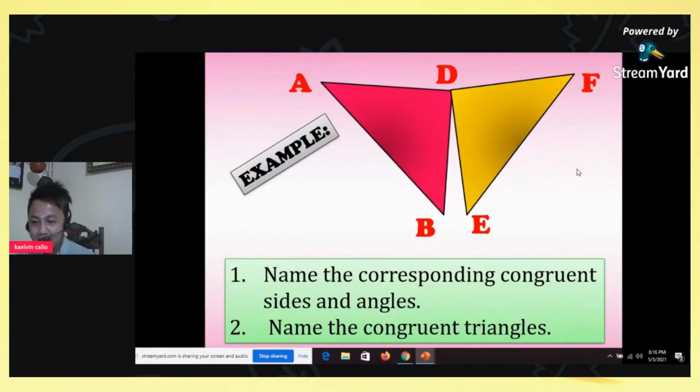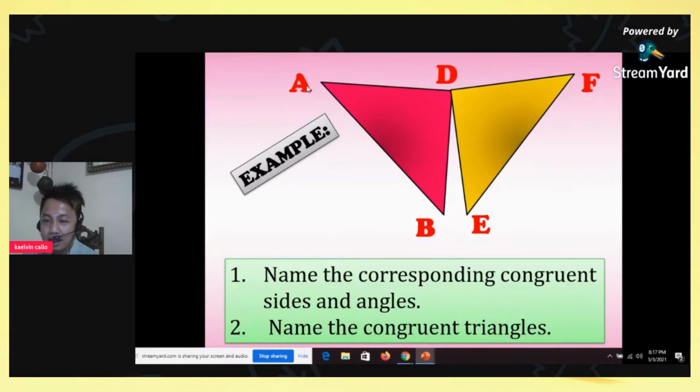Okay, let's check your answer. Corresponding sides, we have your side AD corresponds to side FD and they are congruent. Your side AB corresponds to side FE and they are congruent. Side BD corresponds to side ED and they are congruent.